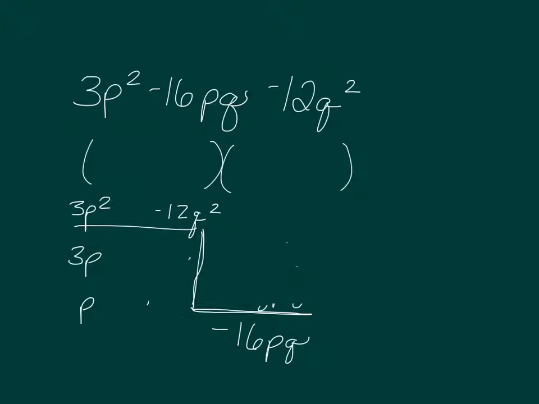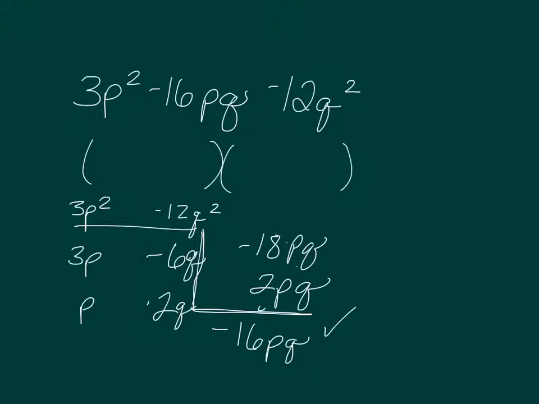How about 2 and 6? Let's try a negative 6 and a 2. So negative 6Q and 2Q. 3 times negative 6. 3 times 6 is 18, so that's negative 18PQ. And P times 2Q is 2PQ. Negative 18 plus 2 is negative 16, so that's exactly what we need. And that one we had to work on a little bit. So don't give up too easily, because sometimes you have to work on them a little bit.